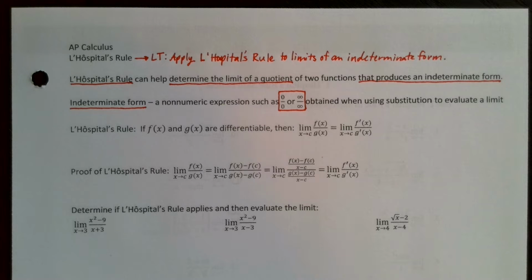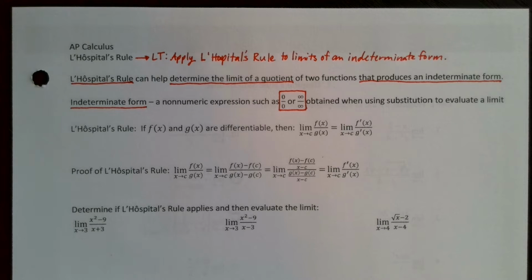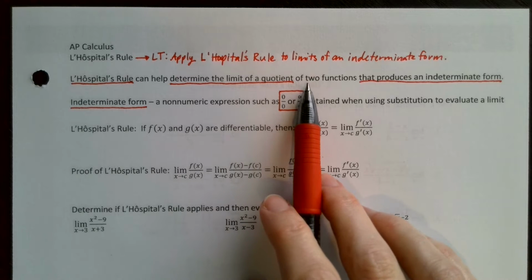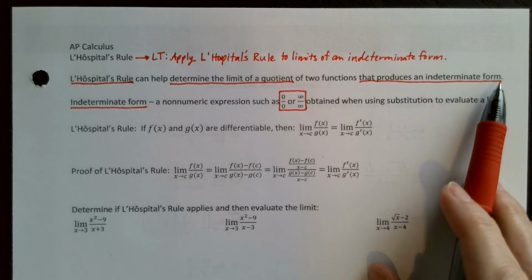It might surprise you that we're going back to studying limits, because we started the year in Unit 1 learning how to solve limits. But L'Hopital's rule involves the process of using derivatives to simplify limits. And at that point in the year, we hadn't learned all the rules and tools that we need to find derivatives. But now that we have, we can circle back and learn how to use L'Hopital's rule as well. It's going to determine the limit of a quotient of two functions that produces an indeterminate form.